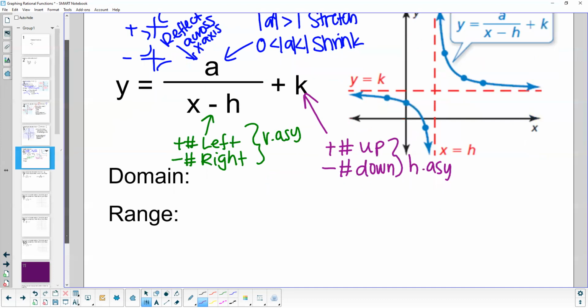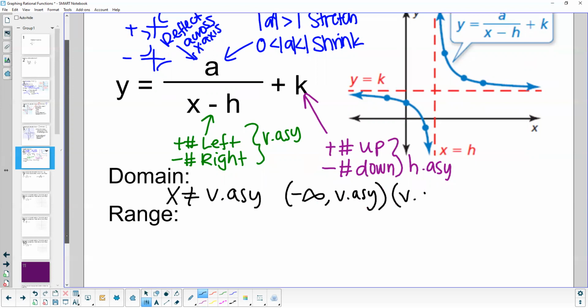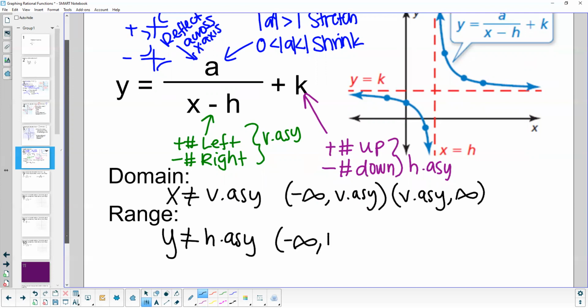Now, how these relate to our domain and range. Our domain is going to be everything except our vertical asymptote. So x cannot be our vertical asymptote, whatever that number is. Or you can write it as -infinity to whatever our vertical asymptote is, and from our vertical asymptote to infinity. You'll kind of see it written either of these 2 ways. The same thing happens with our range, but our range is our y values. So y cannot be our horizontal asymptote, or it's going to be -infinity to our horizontal asymptote and our horizontal asymptote to infinity.